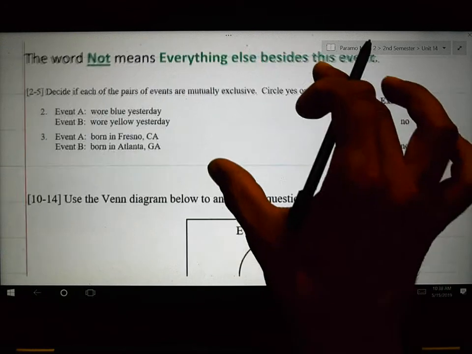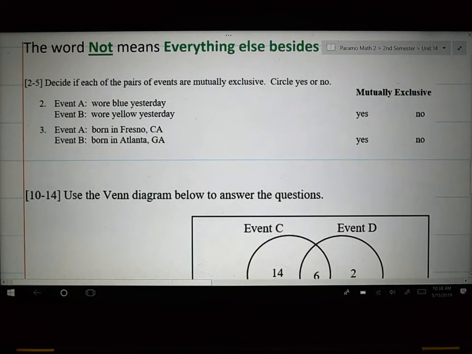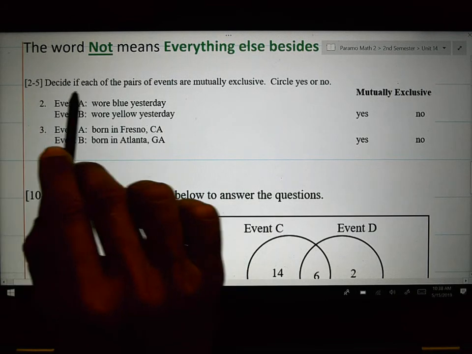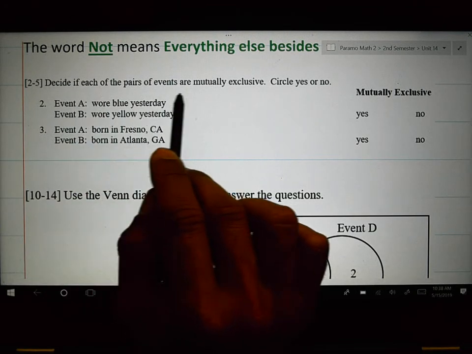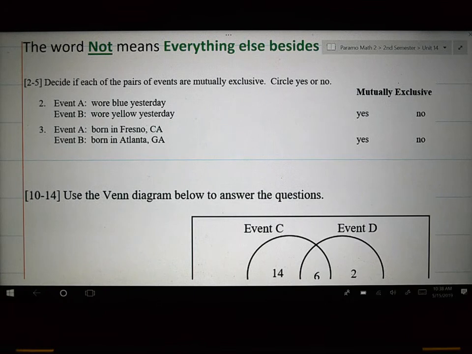Okay, so let's get into some examples. This is on the worksheet that you guys have in front of you. Numbers 2 and numbers 3. Decide if each of the pairs of events are mutually exclusive, meaning they cannot happen at the same time. You're going to circle yes or you're going to circle no.